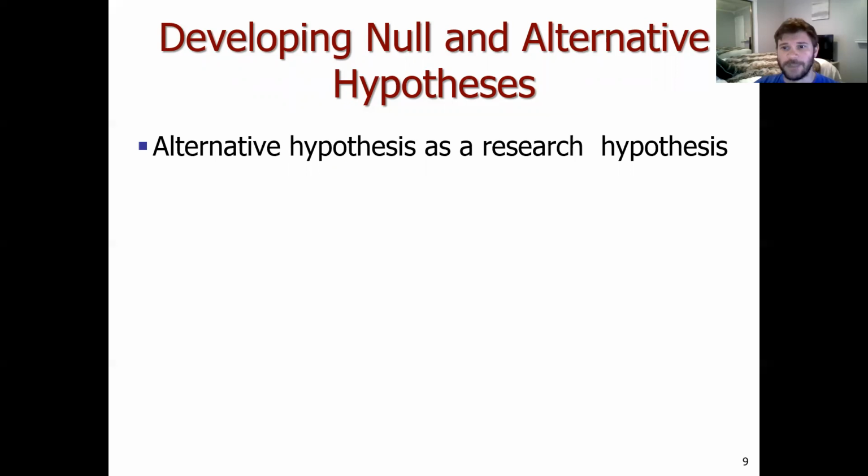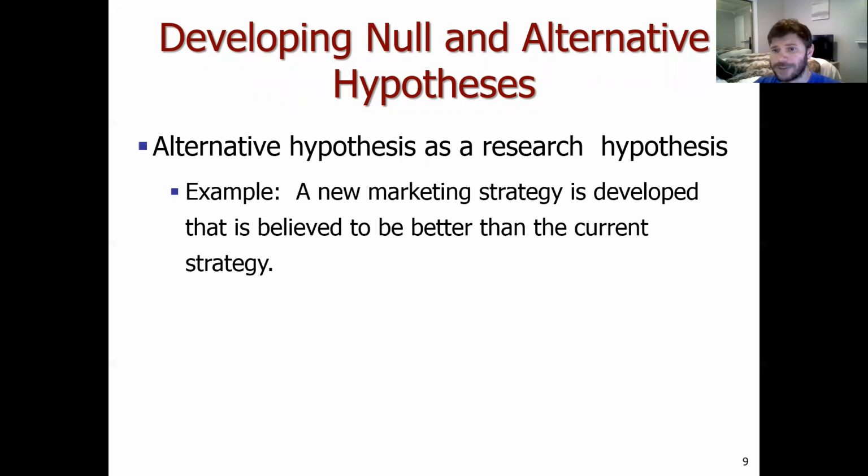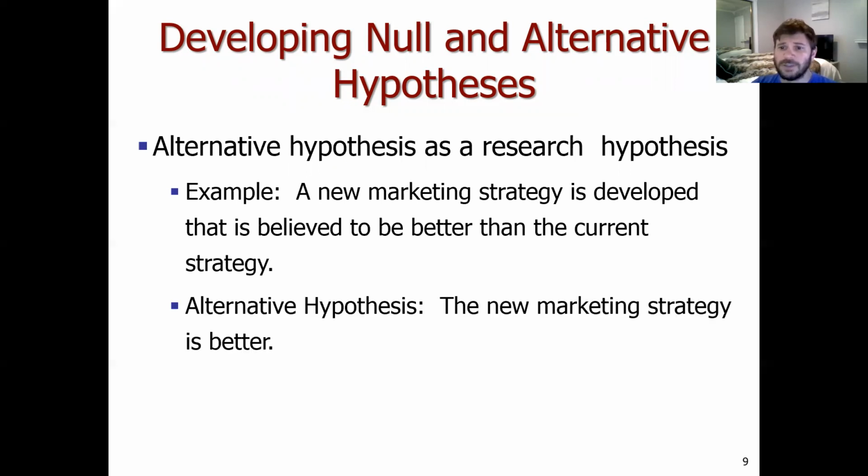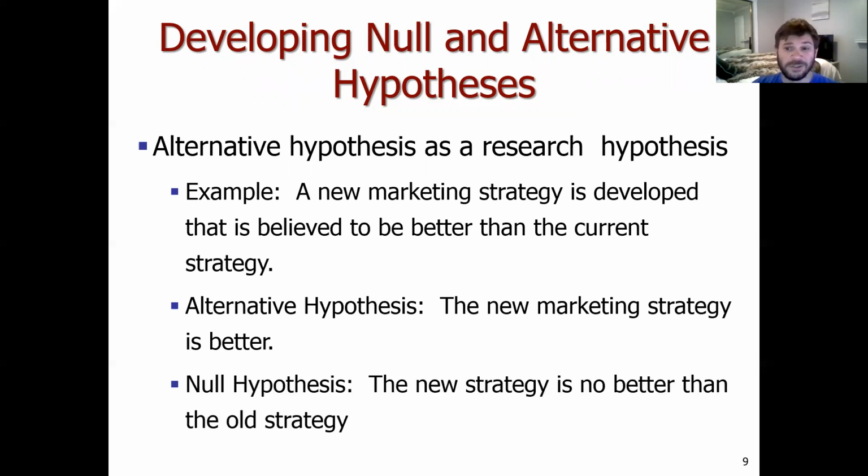So if we were, for example, developing some sort of new marketing strategy that is believed to be better than the current strategy, our alternative hypothesis here might be that the new marketing strategy is better, and we're trying to look for evidence in that direction. Okay? Are we converting to a lot more sales than we were under the previous? The null hypothesis would be that the new strategy is no better than the original status quo. So we would look for data that helps us confirm the alternative hypothesis by invalidating the null hypothesis.